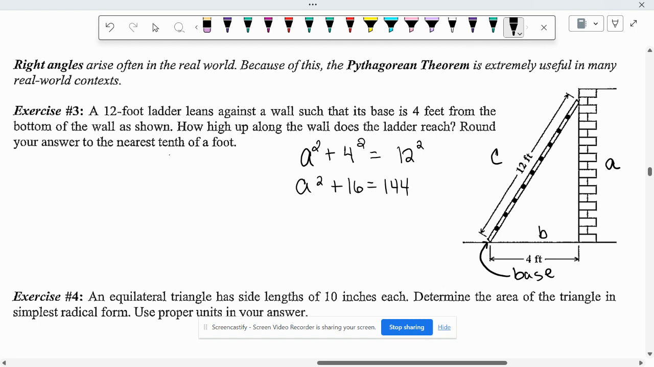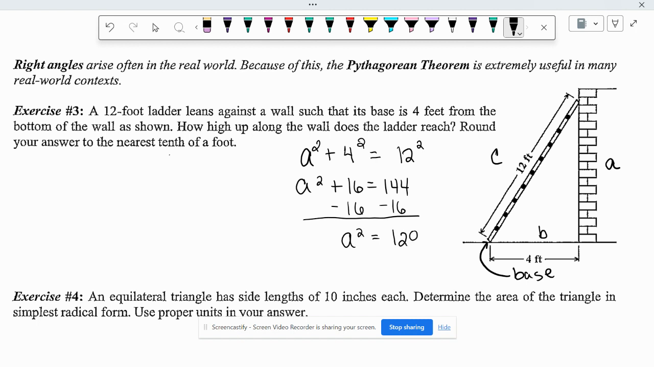Angelina, how am I going to get A squared all by itself? I'm going to subtract what? 144 minus 16. So A squared gives me 128. Good job. Square root of both sides. A. Someone figure out what the square root of 128 is.